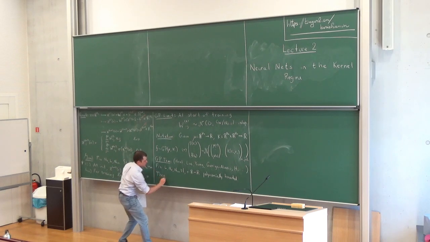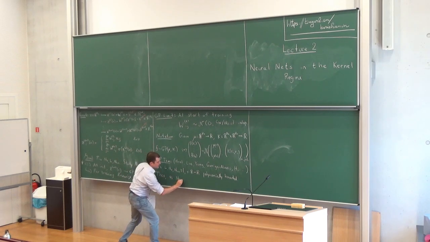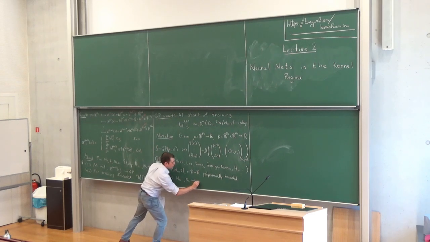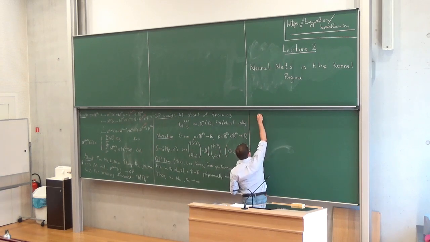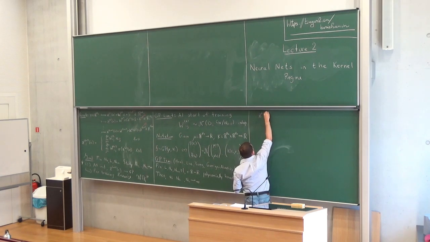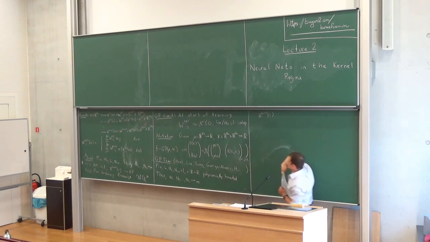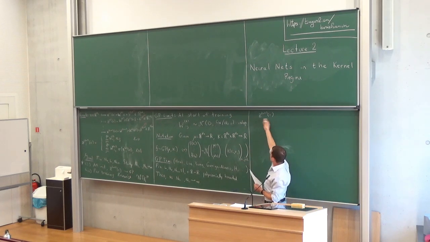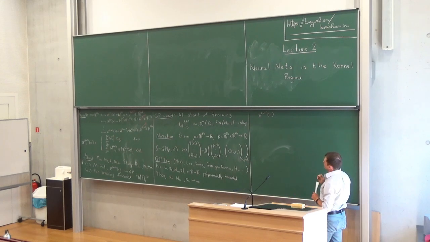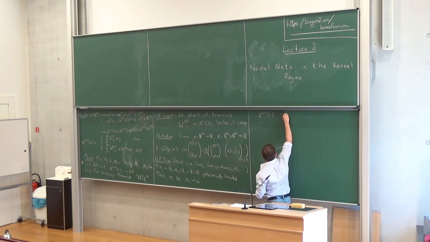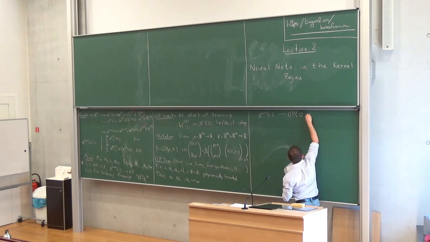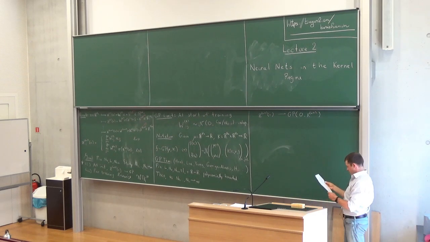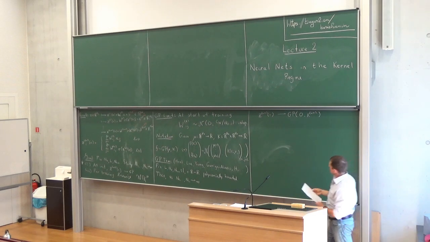So then, as the hidden layer widths n1 up to nL go to infinity, it doesn't matter what the relative rates are actually, the stochastic processes you get, z^(L+1) of dot. I fixed the input and output dimension, so those are at least fixed. You have some sequence of functions on the same spaces. They converge weakly to a Gaussian process, which is centered and has a certain covariance K^(L+1). That's my notation for the covariance after L+1 layers.